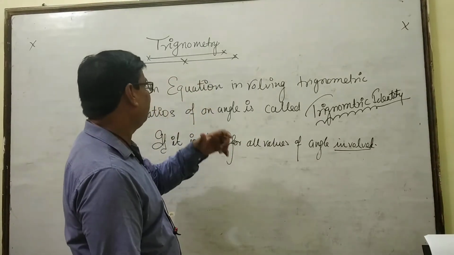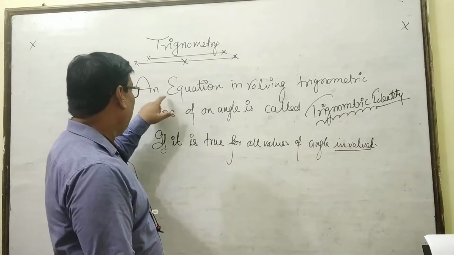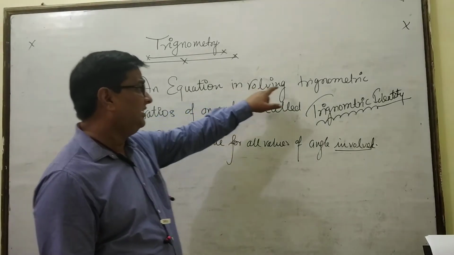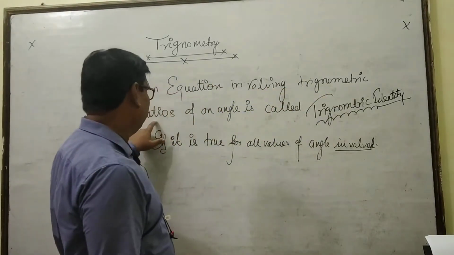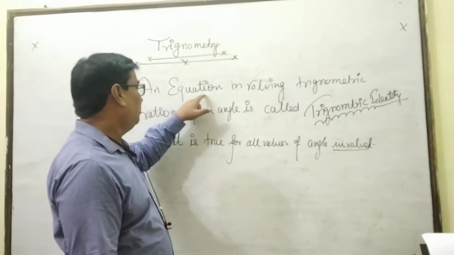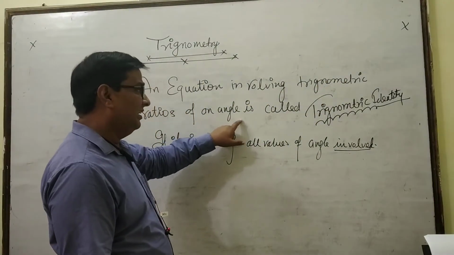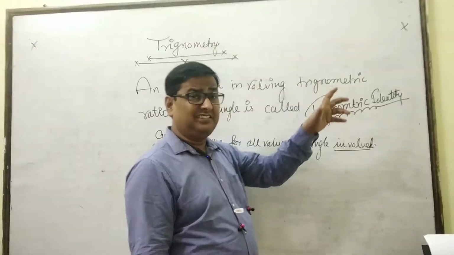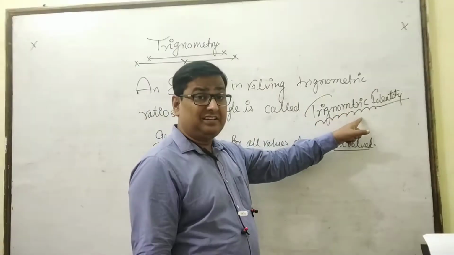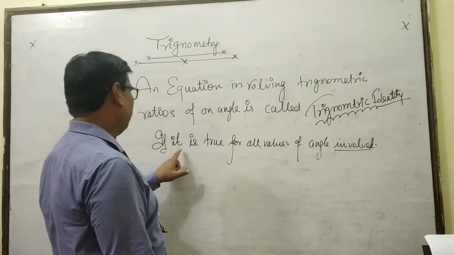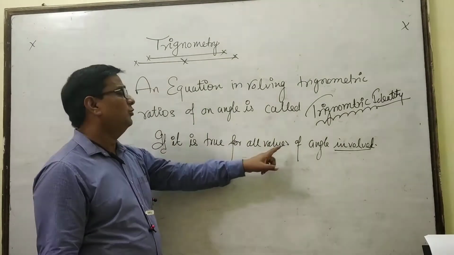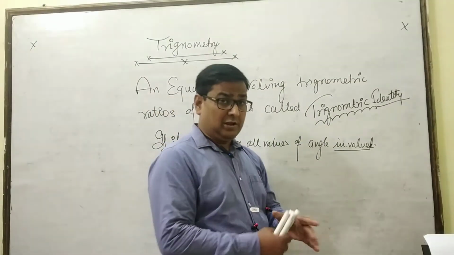Look here, what is identity? An equation involving trigonometric ratios. That equation which involves trigonometrical ratio of angle is called trigonometrical identity. ये कब trigonometrical identity कहलाएगी? If it is true for all values of angle involved.